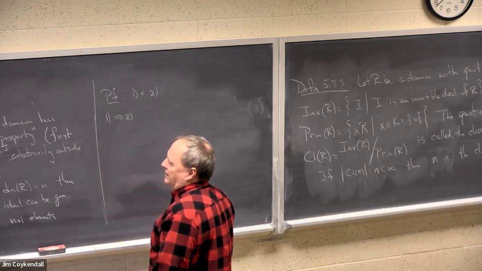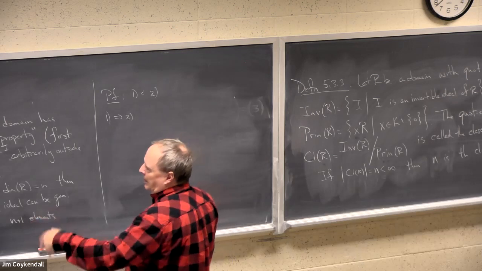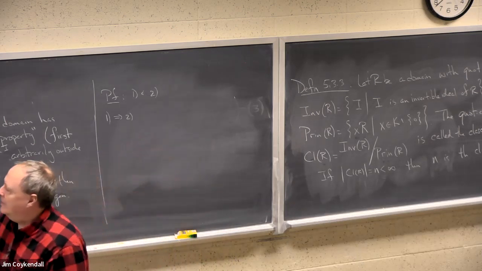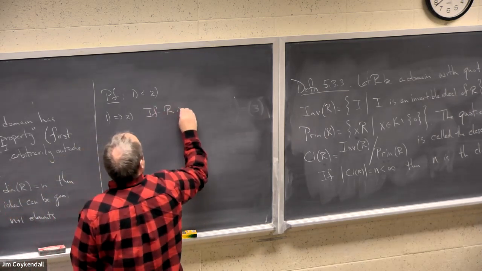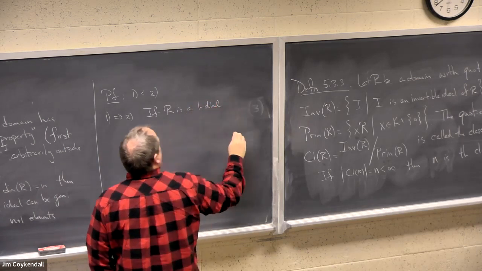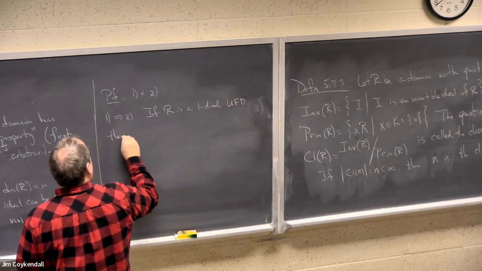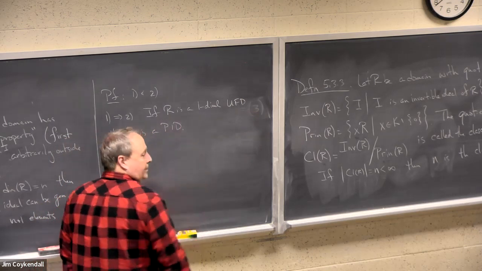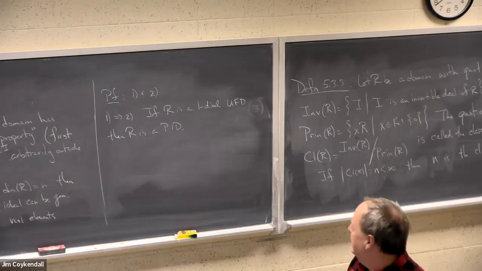So obviously we notice that we have 2 implies 1, of course, and 1 implies 2. Suppose R is a one-dimensional UFD. Then R is a PID. That's a homework problem that you did. Right, so that's not too bad.